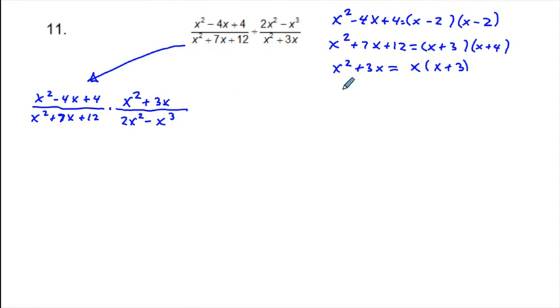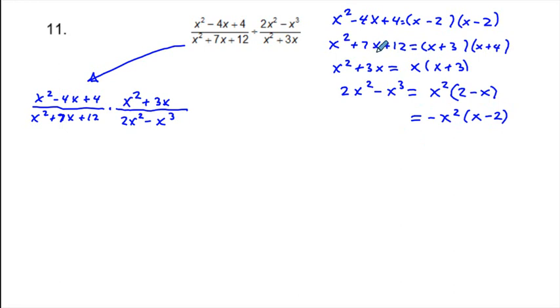Okay, and the last one, this denominator we have here, is 2x squared minus x cubed, which factors into x squared times 2 minus x. And if we take a negative sign out of here, what this simplifies further to is negative x squared times quantity x minus 2.